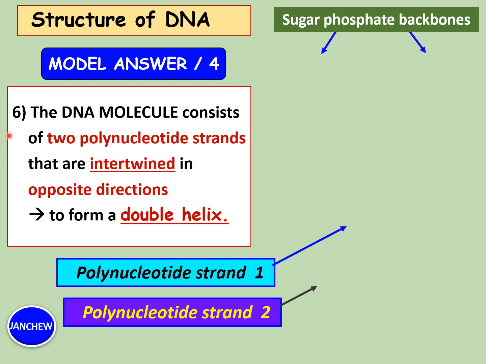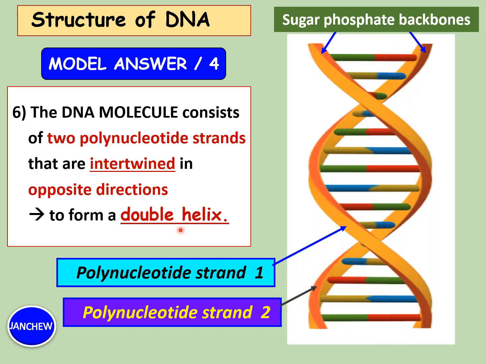To explain the structure of DNA, we have to mention the double helix. So how is it formed? The DNA molecule consists of 2 polynucleotide strands that are intertwined in opposite directions to form a double helix. So this is strand number 1 and this one is strand number 2. They are intertwined, meaning they are coiled around each other, in opposite directions. One goes this way, this one goes the other way, to form the double helix, which is a spiral shape.